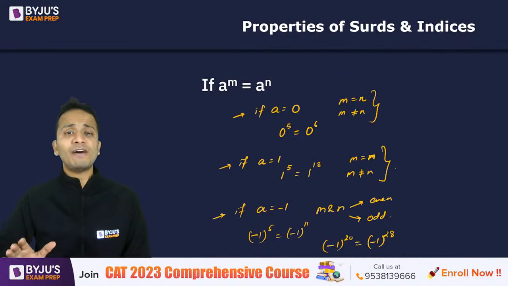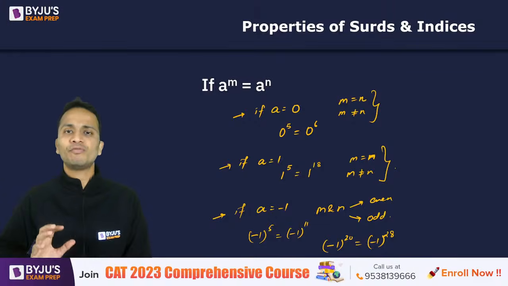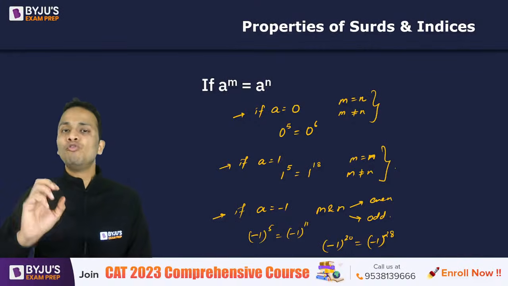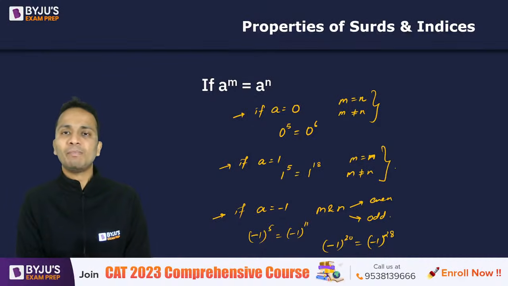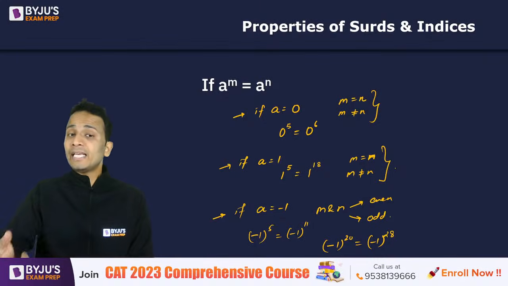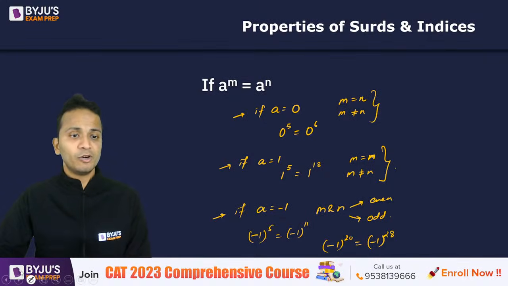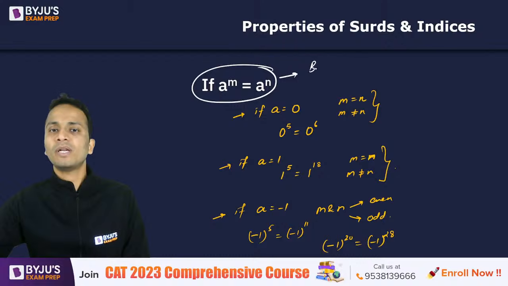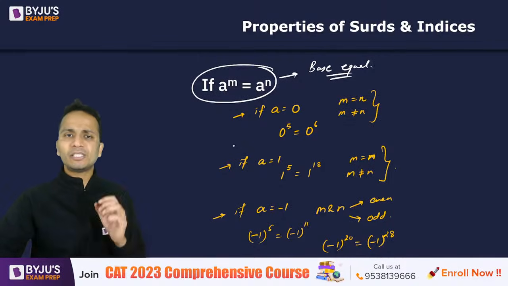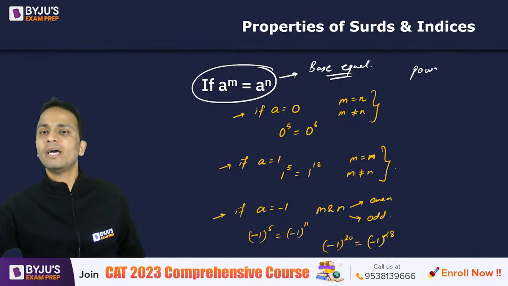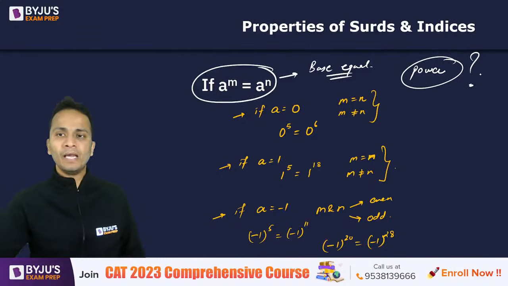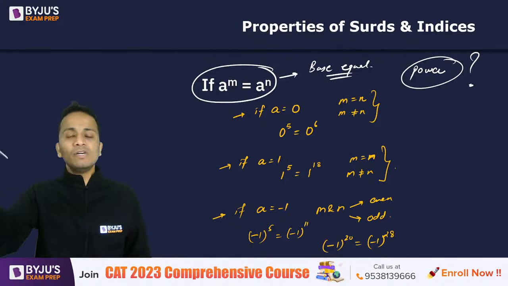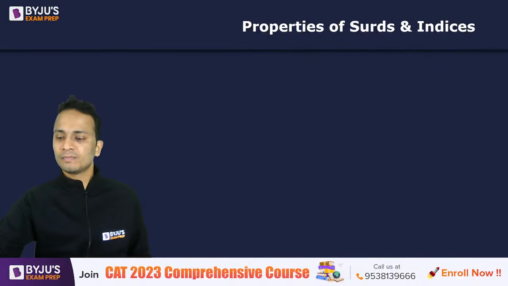Now for any other value of A, M and N will always be equal in this type of equation. All right, fine. Now let's move ahead and look at the next similar thing. In the case that you have seen, the bases were equal and we had to establish the relation between the powers. Now the next case will be where powers are equal. So let's have a look at it.